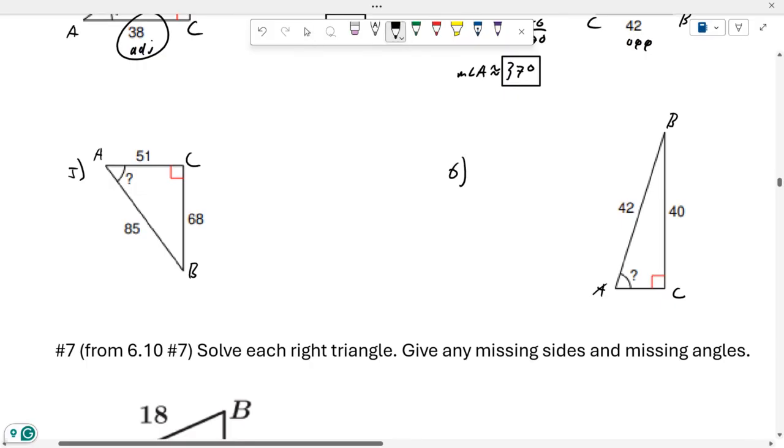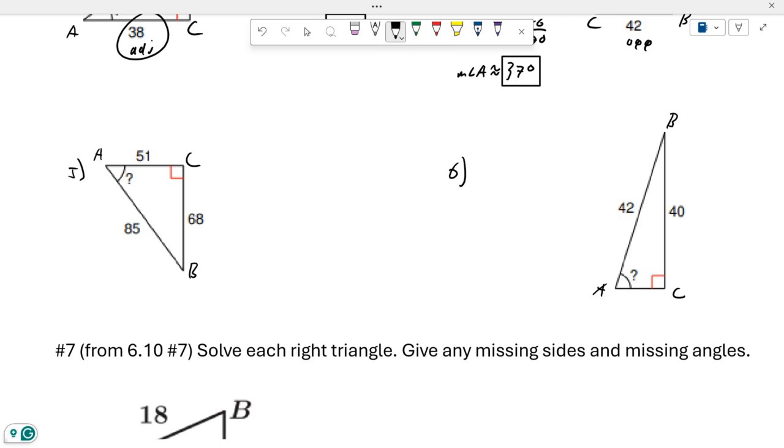Number 5. Number 5 is very similar to number 4. Very similar. You have a surplus of information here. And so you can use sine, cosine, or tangent. It doesn't matter as long as you use the correct numbers. And yeah, so I guess I'll use tangent, because why not?